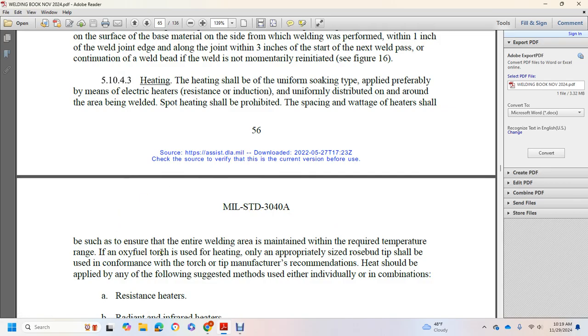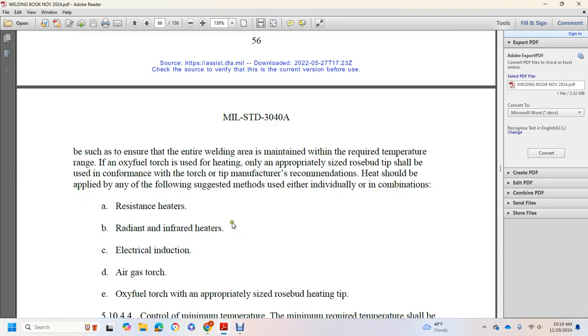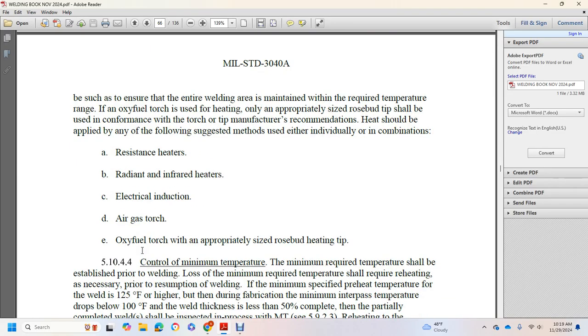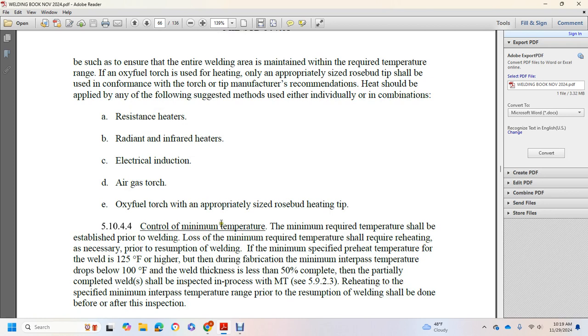range. Oxy fuel torch heating with the use of an appropriately sized rosebud tip should be used in conformance with the torch tip manufacturer's recommendations. Heat should be applied with any of the following suggested methods, used individually or in combination: resistance heaters, radiation infrared heaters, electrical induction, air gas torch, oxy fuel torch with appropriately sized rosebud heating tip. Control minimum temperature. Minimum required temperature shall be established prior to welding. The loss of the minimum required temperature shall require reheating, if necessary, prior to resumption of welding.